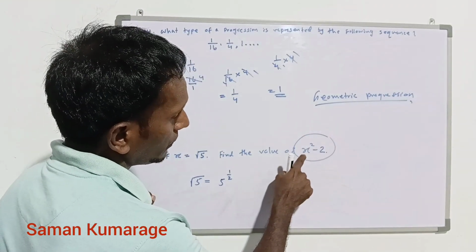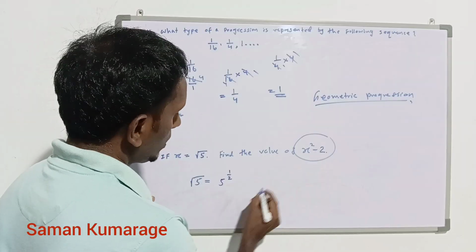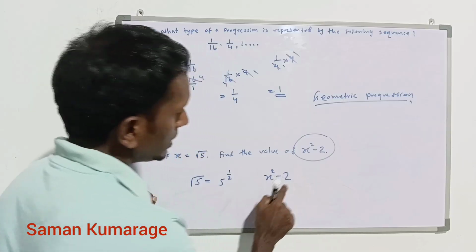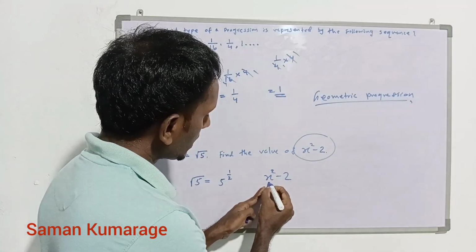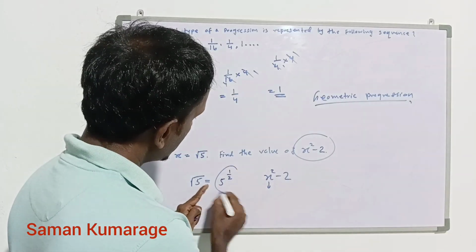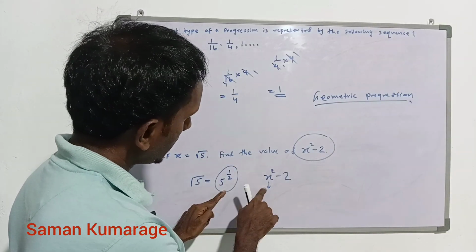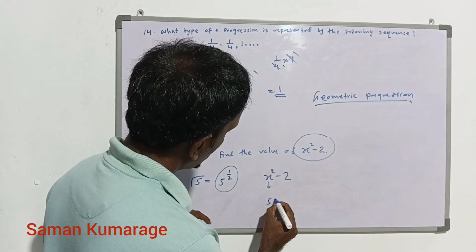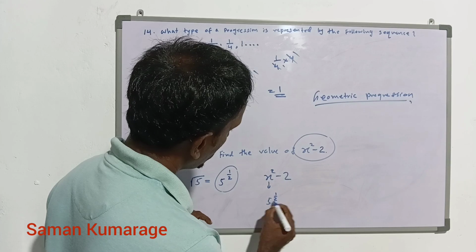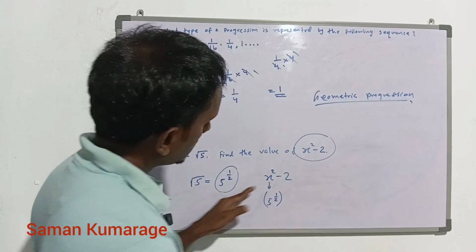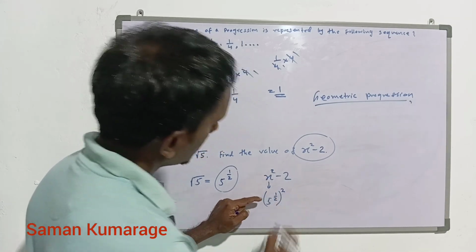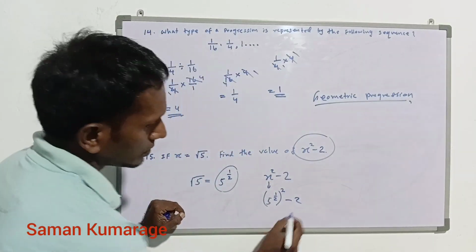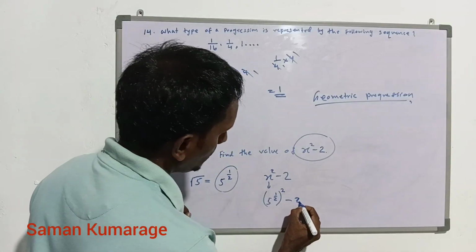They are asking the value of x squared minus 2. Okay, let's write it again. x squared minus 2. For x we can substitute 5 to the power half, then its square, minus 2. Now we can simplify this.